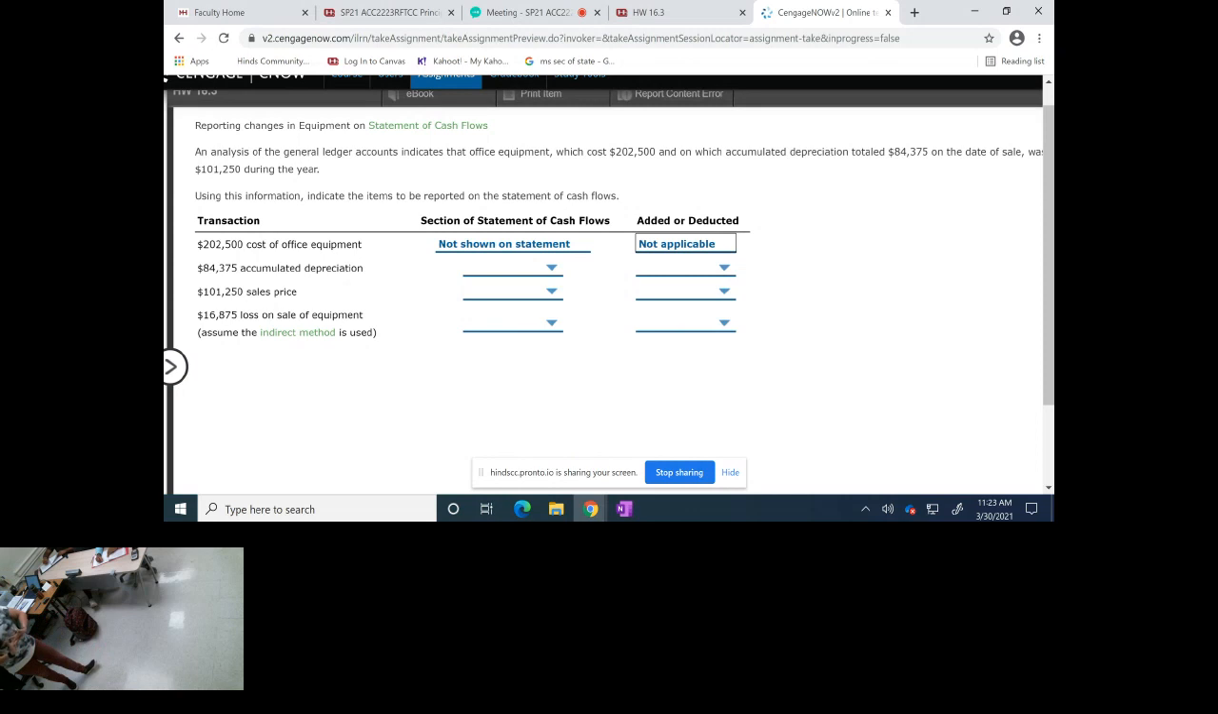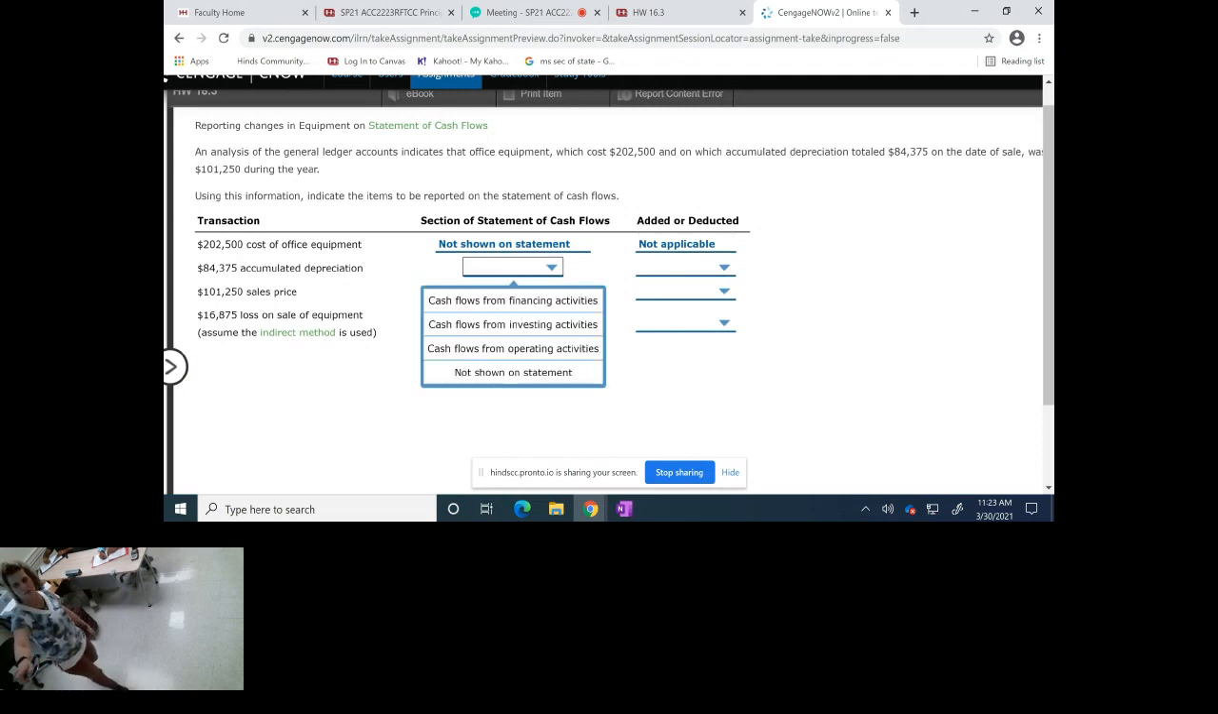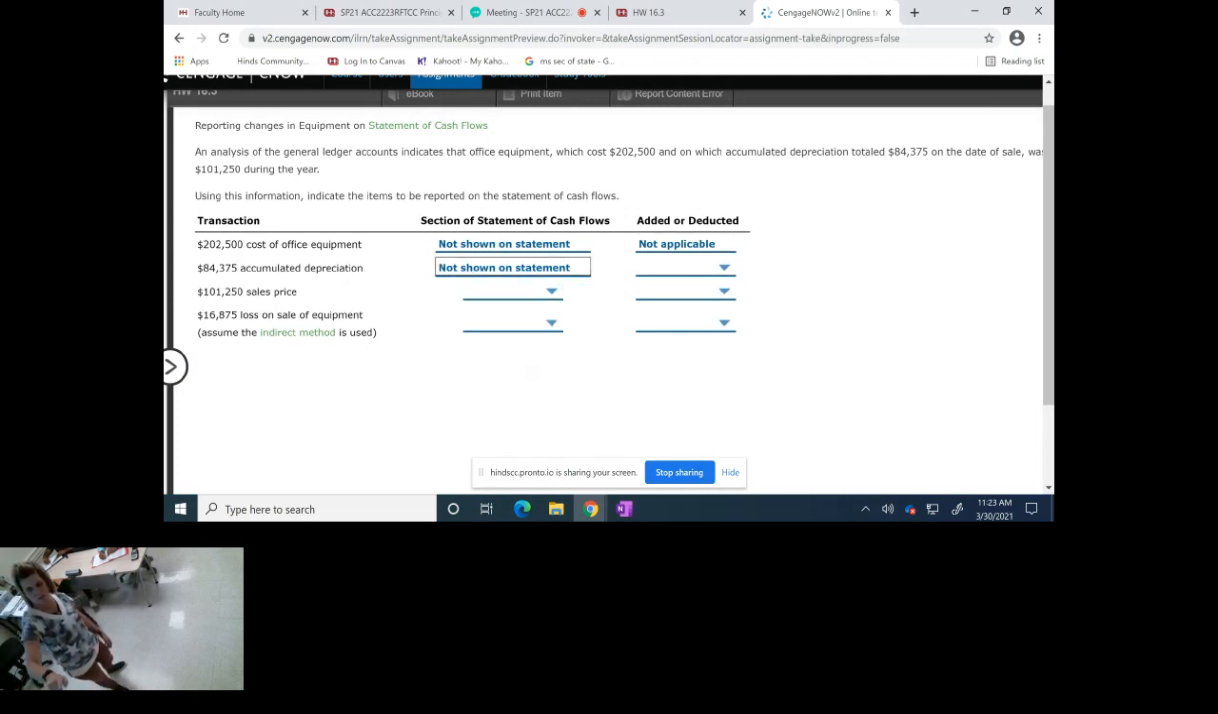The same thing with your accumulated depreciation. The actual balance of accumulated depreciation, the $84,375, all that's telling you is the balance. If they gave you the difference between the two, last year's and this year's, you could figure expense out, but they don't. They're just giving you the balance. So again, that balance is not going to be shown on the statement. It's not applicable. Okay? And you have another problem right after this. It's going to be the same situation.